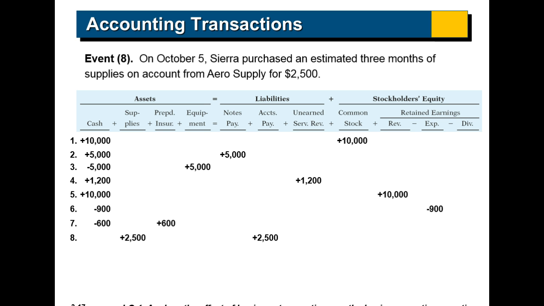On October 5th, Sierra purchased an estimated 3 months of supplies on account from Arrow. So what happens? On account. What do we know when it says on account? Did we use cash? No. So our liability went up, but what else went up? Our supplies or an asset went up. Does that make sense, guys? Who has questions right now before we move on? Are we good? Anything? Any questions? Concerns? Comments?